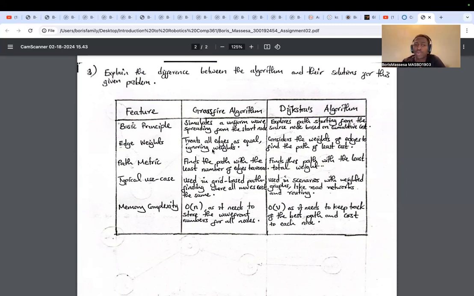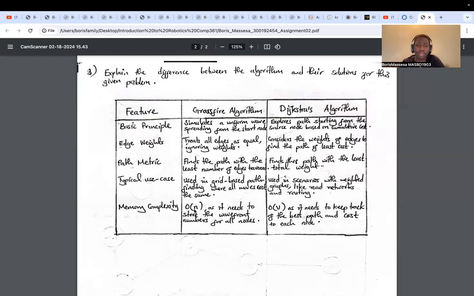For edge weights, in Grassfire we treat all edges as equal, ignoring their weight, while Dijkstra considers the weight of the edges to find the path of least cost. With the path metric, Grassfire finds the path with the least number of edges traversed, and Dijkstra finds the path with the least total weight. For the typical use case, Grassfire is mostly used in grid-based path finding, where all the moves cost the same. And Dijkstra is used in scenarios with weighted graphs, like road networks and routing.